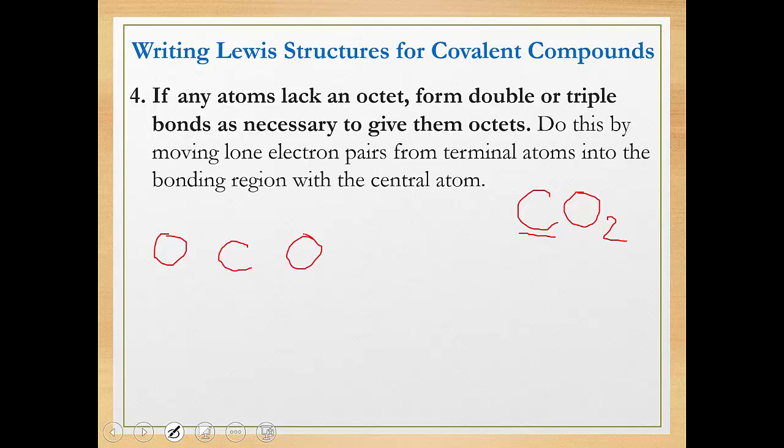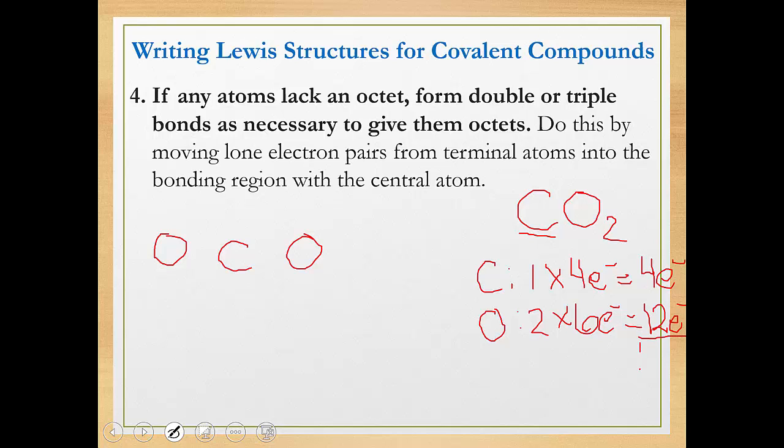Now, valence electrons. How many valence electrons do I have? Step number 2. Carbon, I have 1 of those, and it's in group 4A, so there are 4 electrons there, for a total of 4. Oxygen, I have 2 of them. Each one has 6 valence electrons, group 6A. So that's a total of 12 electrons. I have no charge. So I have 16 electrons to spend on my structure.